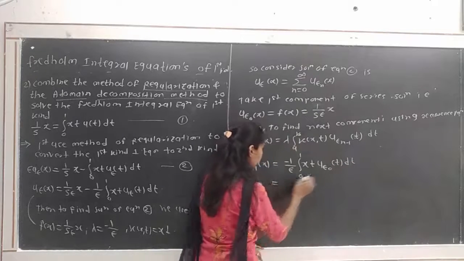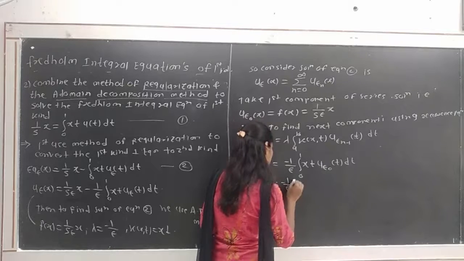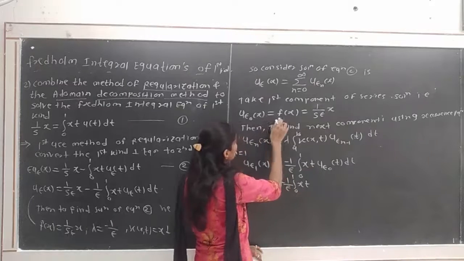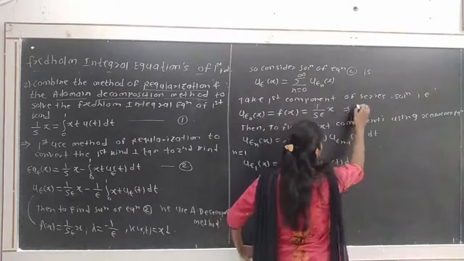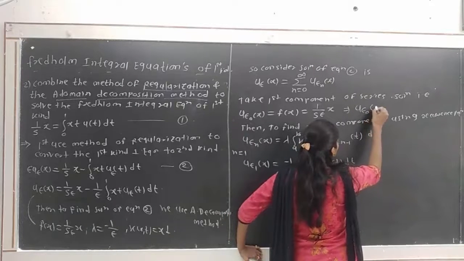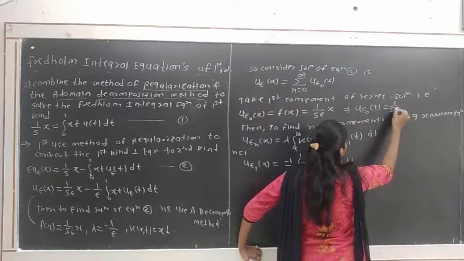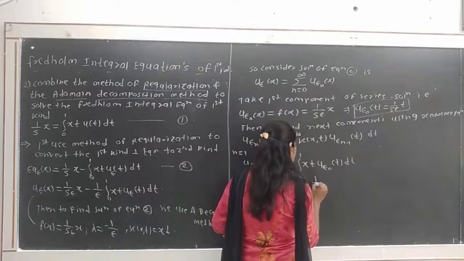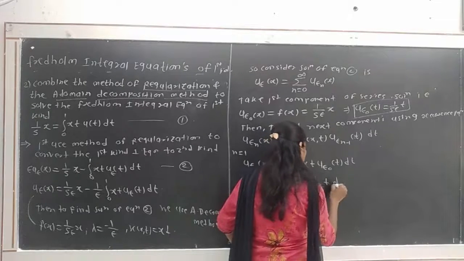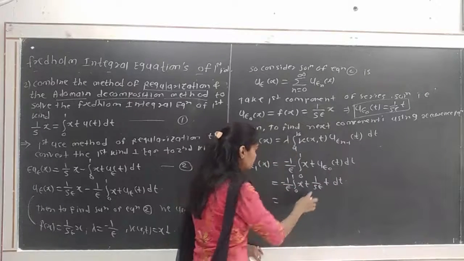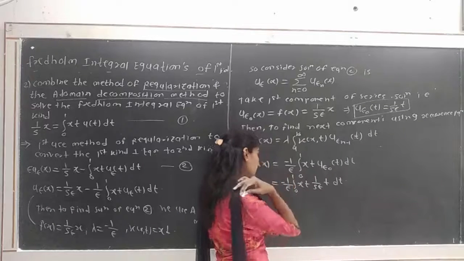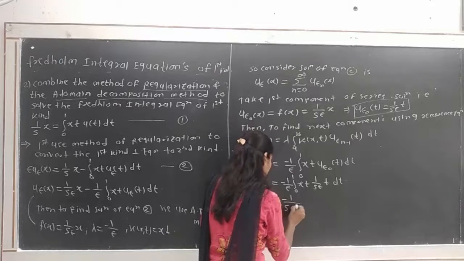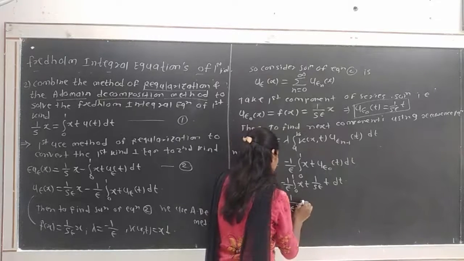Okay, then we put the value of u epsilon 0 here. So minus 1 by epsilon integration from 0 to 1 x into t. Here u epsilon 0 of t is equal to 1 by 5 epsilon t. We put this value here and get 1 divided by 5 epsilon into t dt. We take 1 by 5 epsilon and x outside because they are constant, so we get minus 1 divided by 5 epsilon square into x.